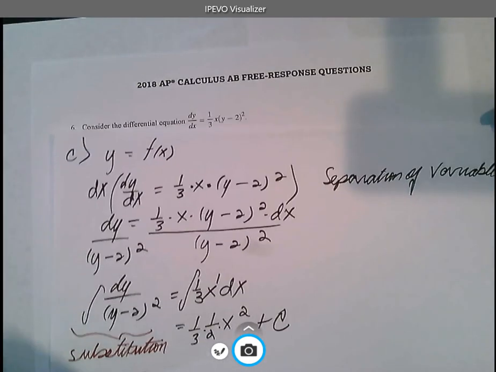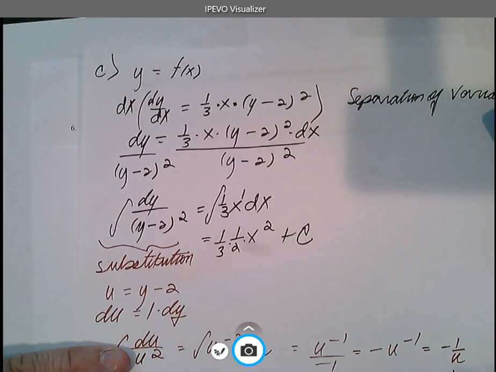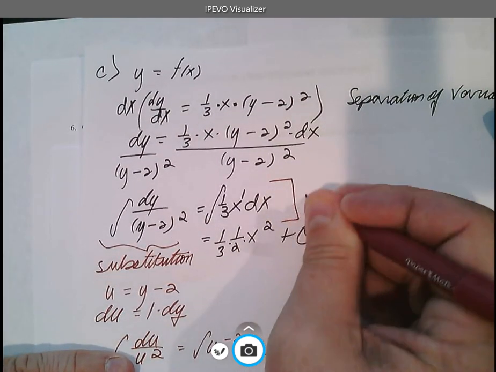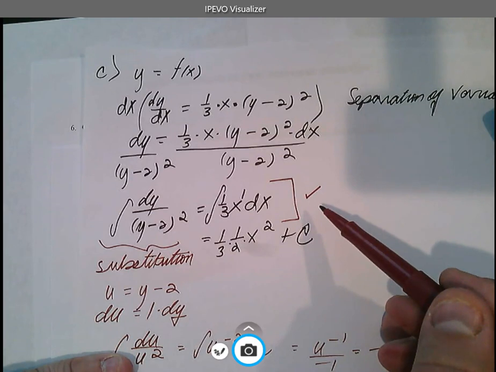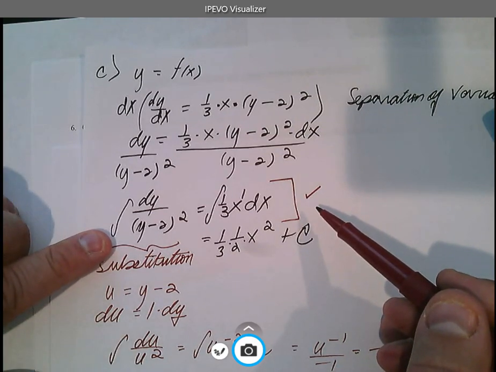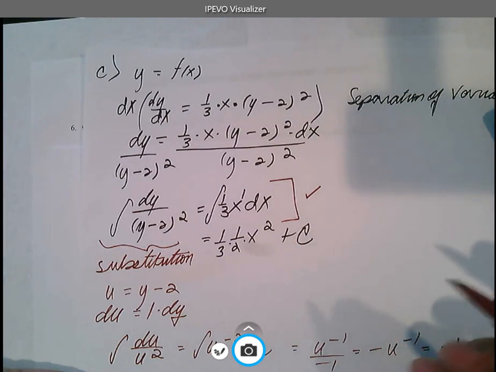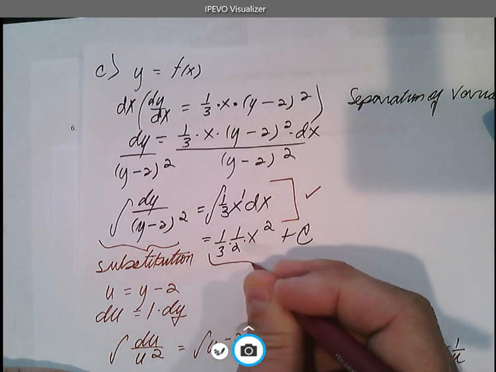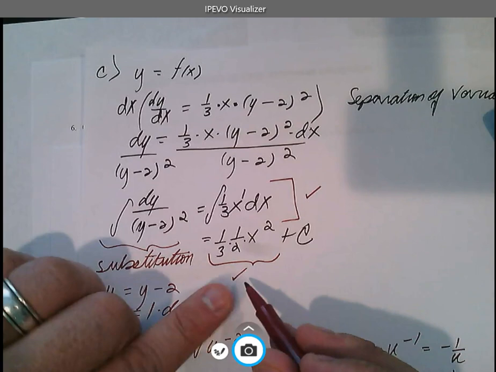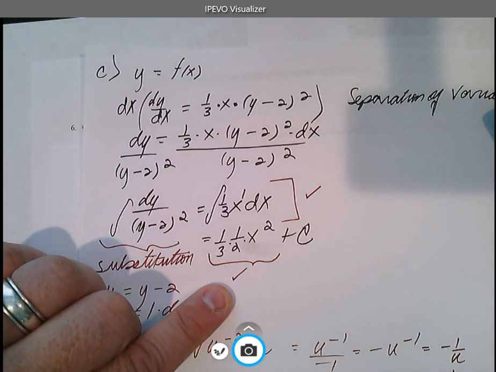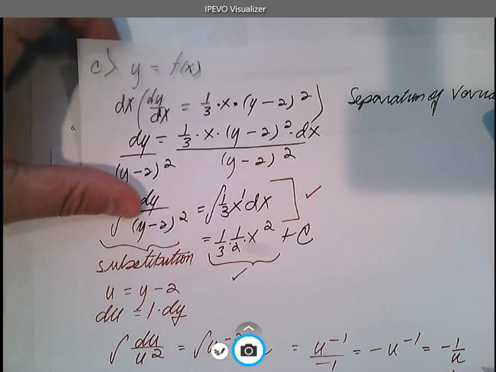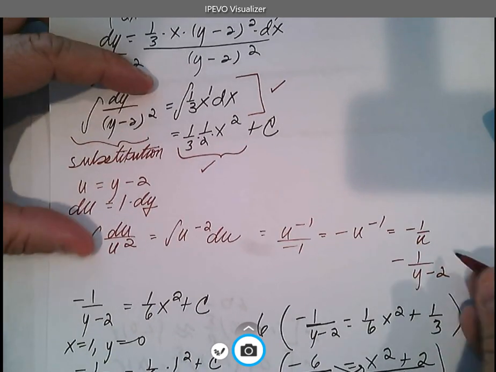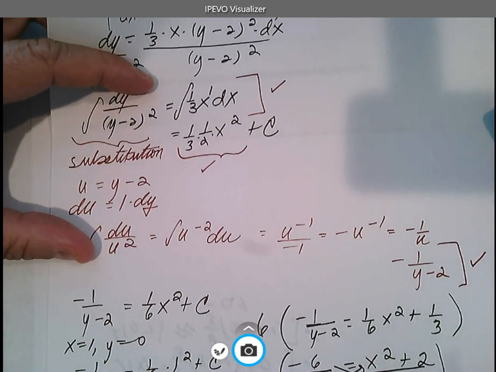Let's talk about how points were awarded, and I'll be done in just 1 minute or less. The College Board awarded 1 point for separating the variables, basically reaching this point without making a mistake. They then awarded 2 points for the antiderivative. So I'm going to say 1 point for coming up with the 1/6 x squared, and then another point down here for where you figured out that the left-hand side was negative 1 over y minus 2.